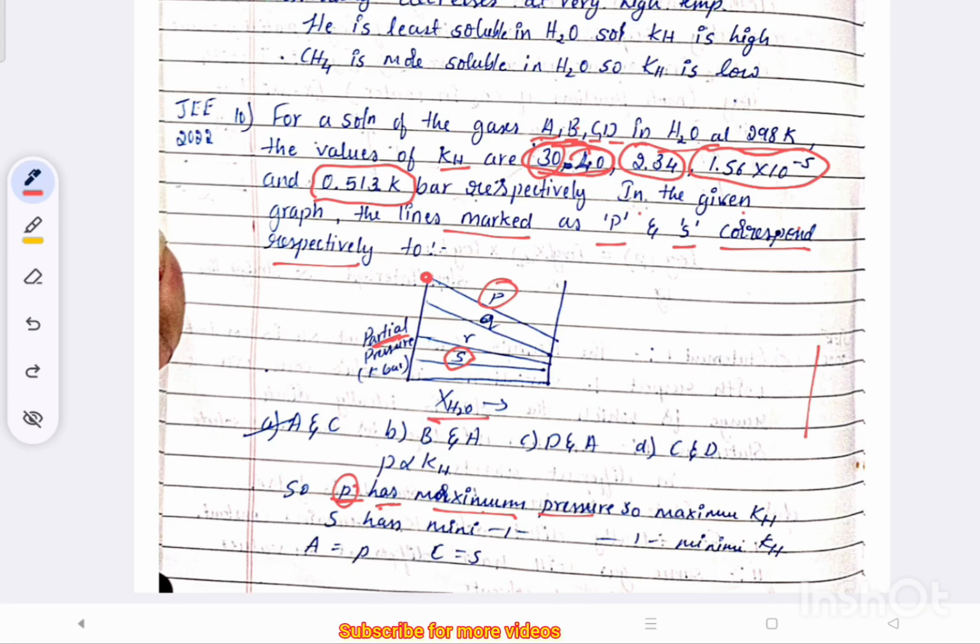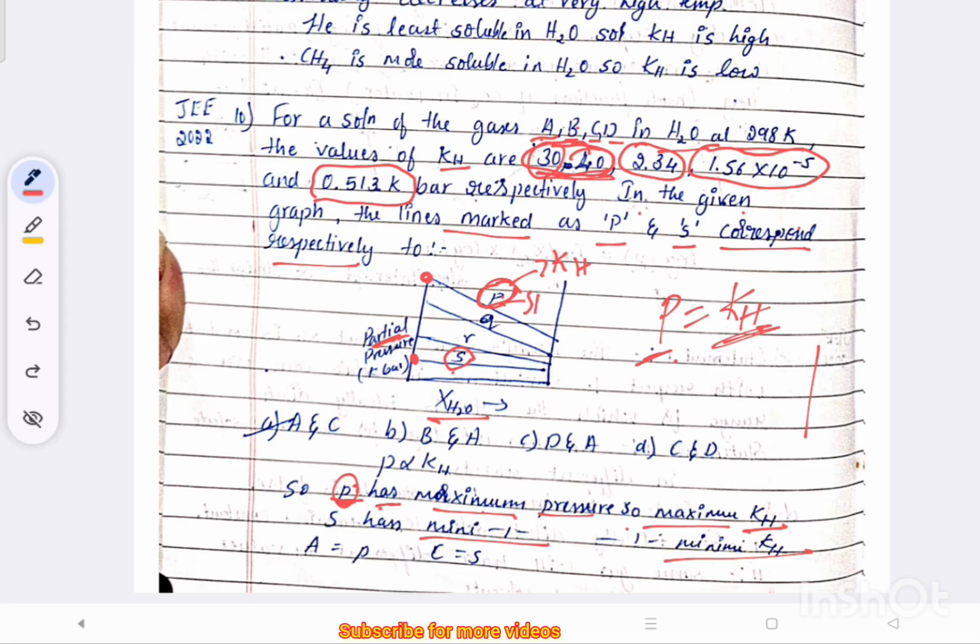So which has more pressure? P has more pressure, S has less pressure. Pressure is equal to KH into chi, no? Yes or no? So P will contain maximum KH, because if the partial pressure is more, KH also will be more. S has minimum pressure, so minimum KH. So which has the maximum KH value? The maximum KH value is for A, 30.40.